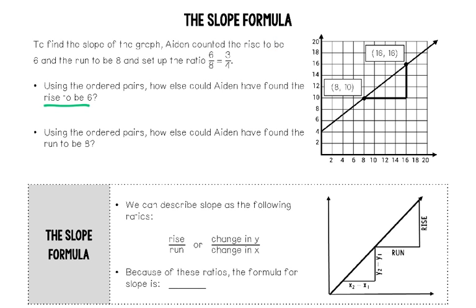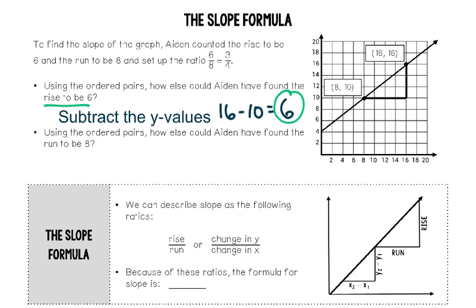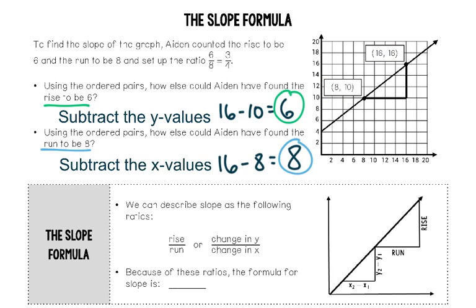Let's see if we can figure out what Aiden did to get a rise of 6. We know he can count up from point to point to get 6, but how else can he use the 16 and the 10 to make 6? Aiden could have subtracted the y values. 16 minus 10 makes 6. Let's look at this again. This time, let's see if we can figure out how else Aiden could have figured out that the run is 8 using the x coordinates 16 and 8. When you subtract 16 minus 8, you get 8. Now we have the slope, 6 over 8.